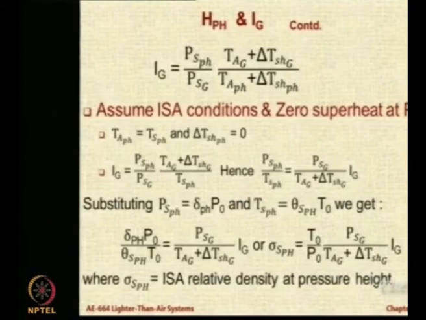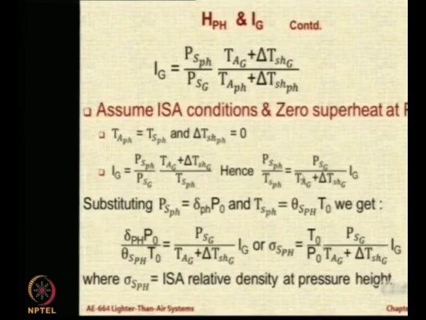Now let's look at these expressions once again. If we assume ISA conditions and zero superheat, then the TA will become TS and the delta T SHPH will vanish. So the equation will become PSPH by PSG into TAG plus delta T SHG upon TSPH. Instead of A, it becomes S. And what you can also do is leave the pressure ratios on one side and take the other terms to the other side. So PSPH by PSG, as shown here, will become IG into TSPH, okay, IG into PSG divided by TAG plus delta TSGH.